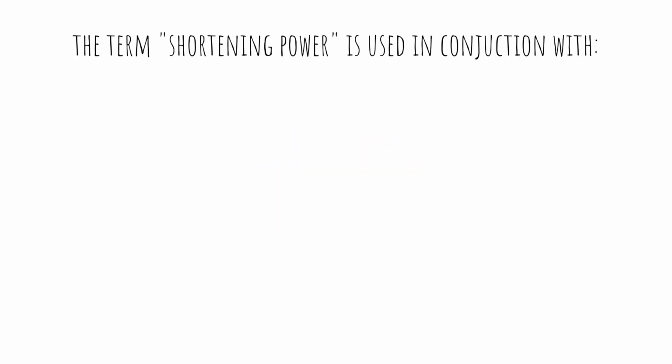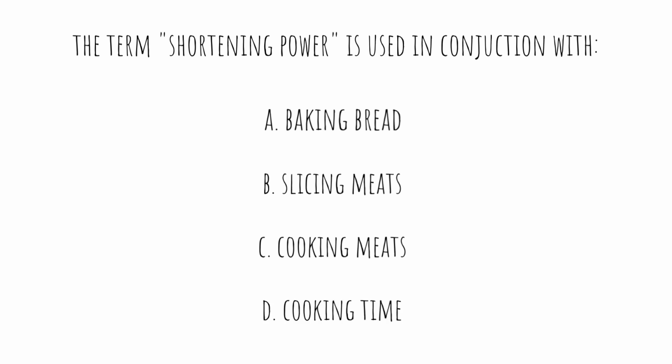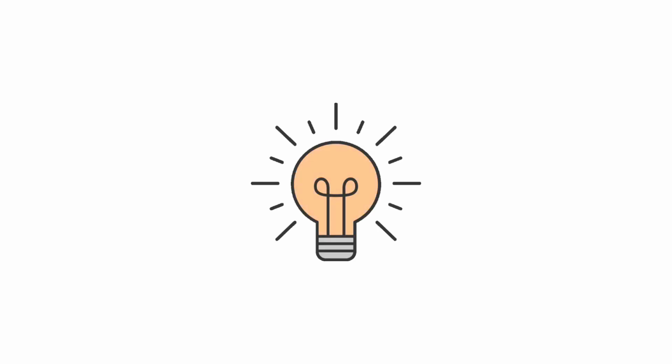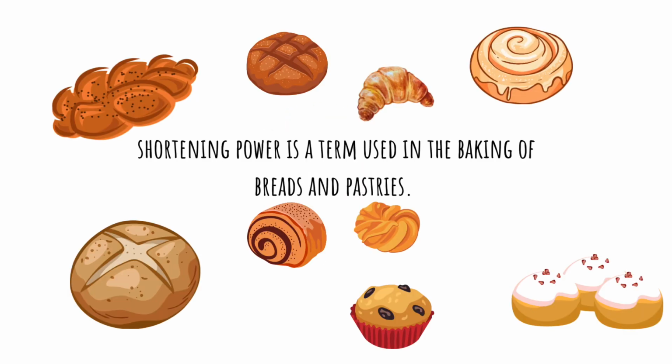Let's do another. The term shortening power is used in conjunction with A. Baking bread, B. Slicing meats, C. Cooking meats, D. Cooking time. The correct answer is A. Baking bread. Shortening power is a term used in the baking of breads and pastries.